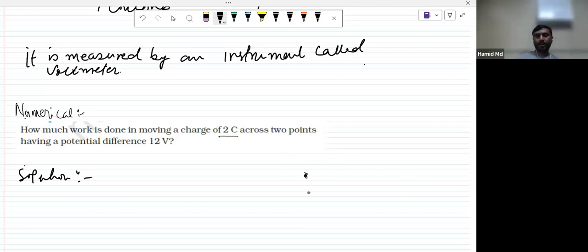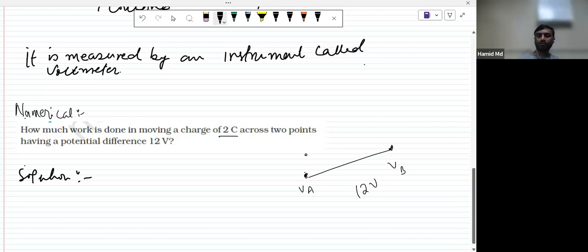This is point A and this is point B. The corresponding voltage at point A is VA and at B is VB, right? How much work is done in moving the charge of 2 coulomb across two points having potential difference of 12 volt? So this has potential difference of 12 volt, right?